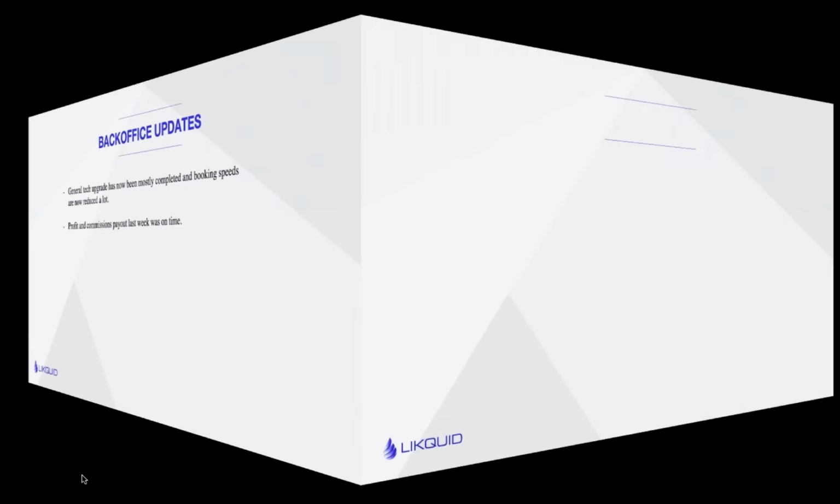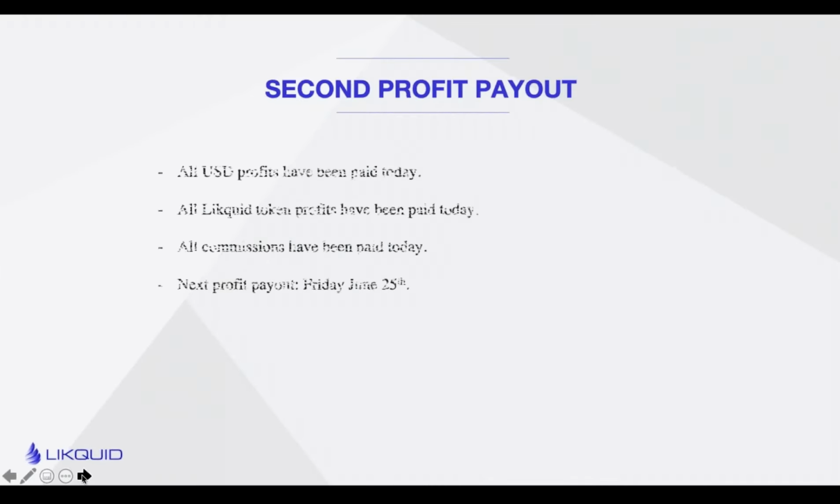And also the profits and commissions last week went out on time for the Empower program, which is good. As you can see, the machine is working. On the profits, I actually wrote second profit payout, third, it should say. Today we already did all the profits on time. You can see them in your wallets.